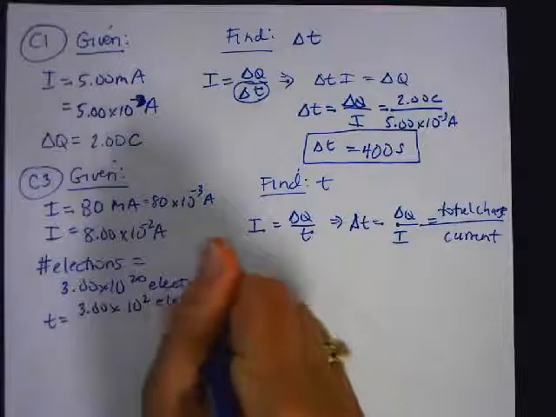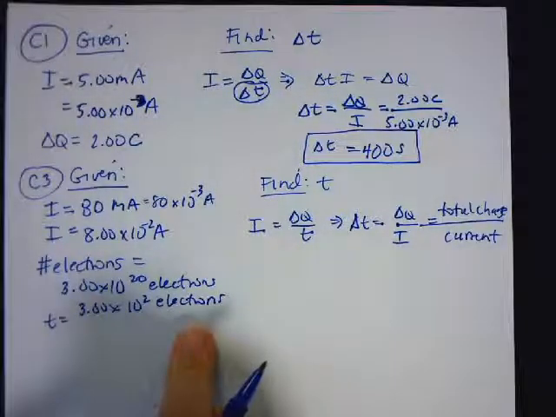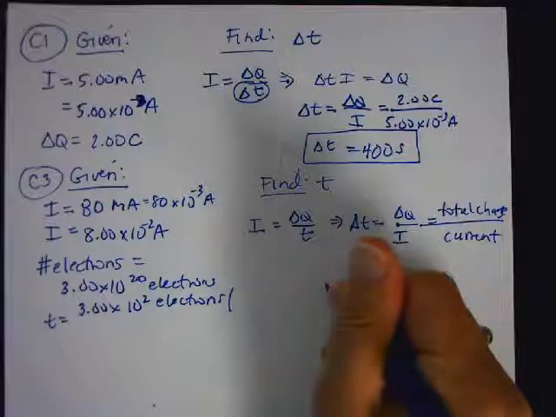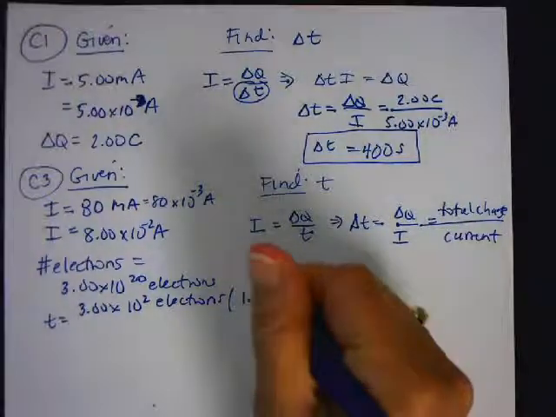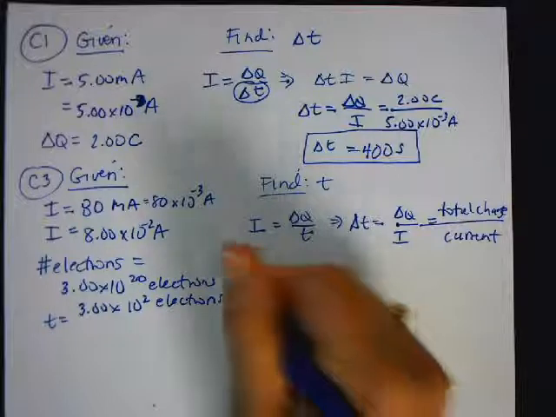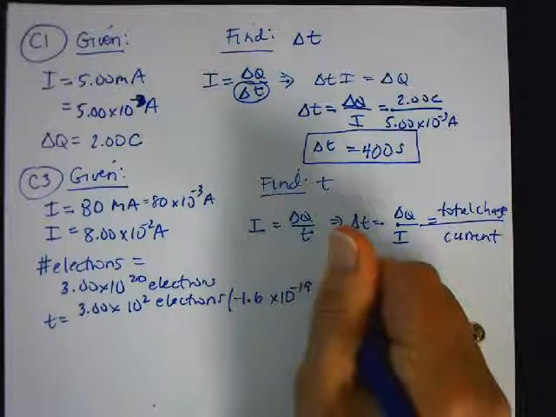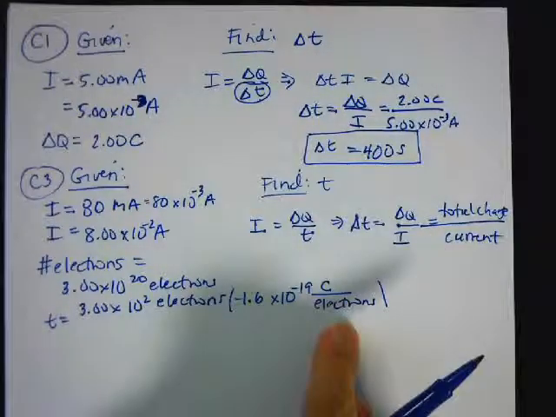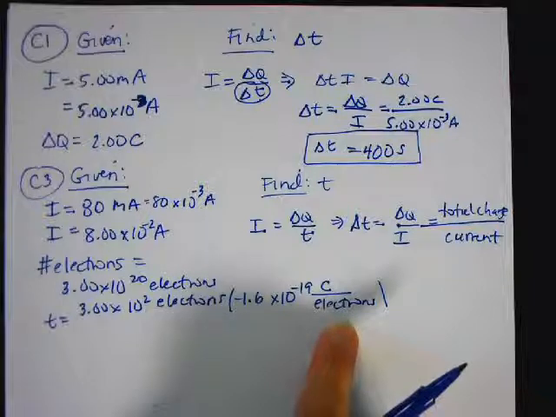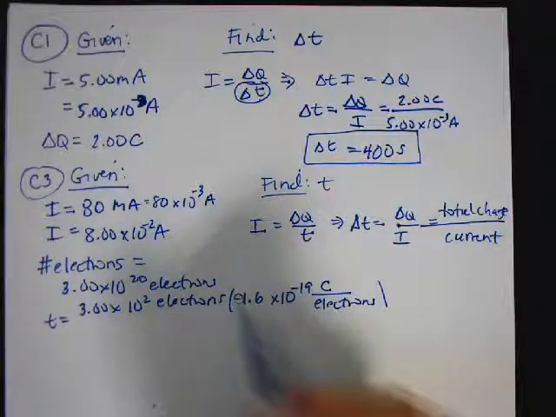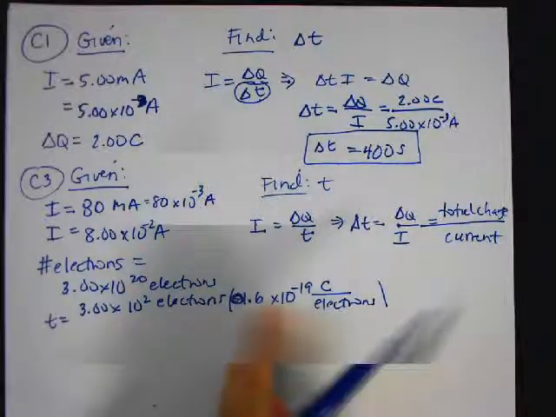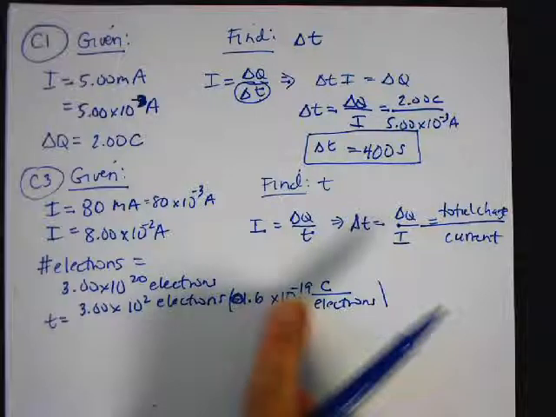Do I know what the charge is? Is that Q? No. But I know what the charge is on 1 electron. So then I'm going to multiply it times 1 electron. The charge is 1.6 times 10 to the negative 19 coulombs per electron. That's the charge per electron. Now this negative sign doesn't really matter. I just want to find the time. So don't get hung up with this negative sign because it's 1.6 times 10 to the negative 19 coulombs per electron.